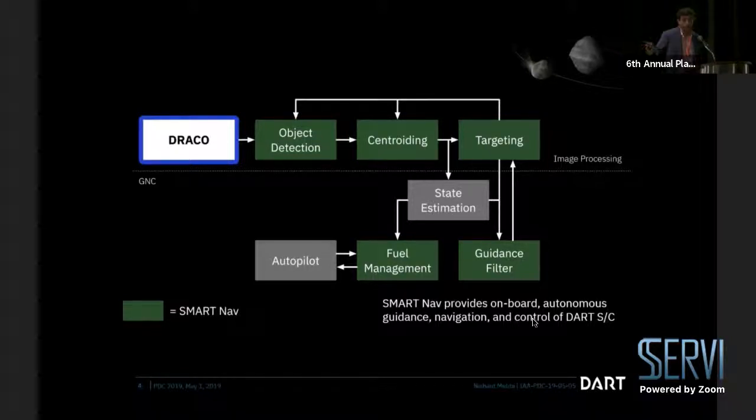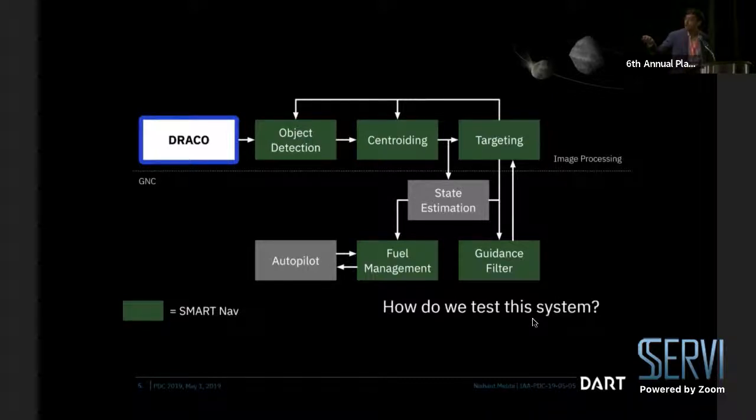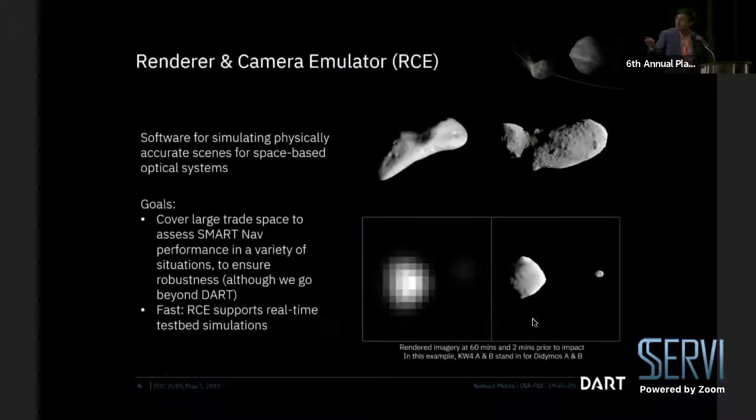So we've heard about Draco, the imaging system. And the question we ask ourselves, how do we test these algorithms out? How do we test this before we fly? My team is responsible specifically for the imaging simulations that we use to feed the closed loop sim that Lena mentioned. So the RCE is software to simulate physically accurate scenes of space-based optical systems.